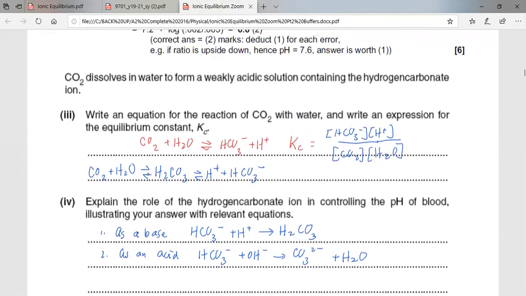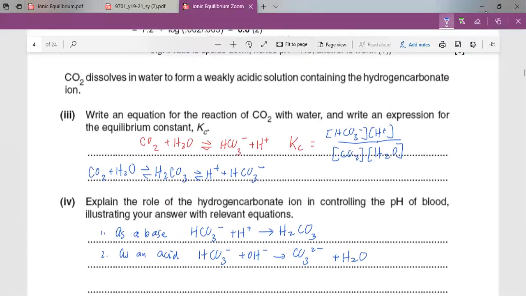Here, the CO2 dissolves in water to form a weakly acid solution. Weakly acid here, of course, means your carbonic acid, H2CO3. So here, carbon dioxide plus water gives you carbonic acid, which is a weak acid, and it will give you your H plus and this one here. These two are synonymous, you can see later. This is a reversible reaction.